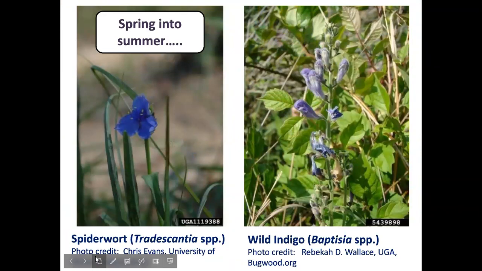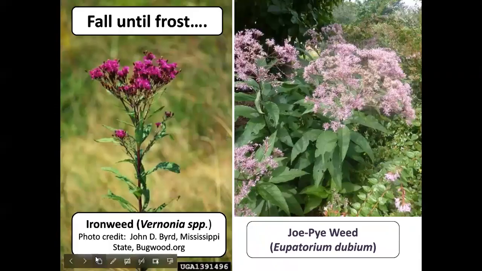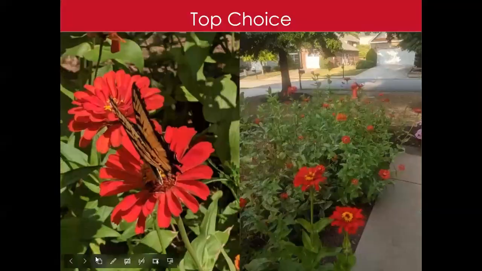Spring and summer season, really popular ones are spiderwort and wild indigo. Summer and fall, you have your bee balm and your mountain mint, and then fall into frost, ironweed, Joe Pye weed, and of course lantana, a very popular landscape plant. If you have lantana in your yard and it's blooming, you'll notice every year it'll definitely have a ton of bees and butterflies that are attracted to it as well.